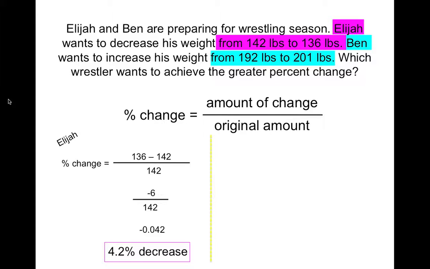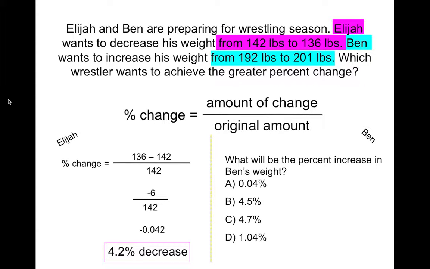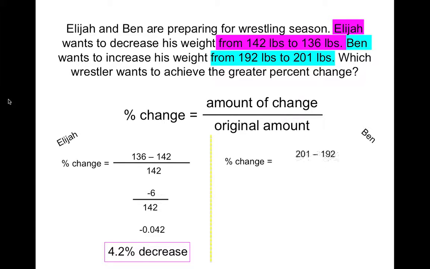Ben is starting at 192 and wants to get to 201. So please calculate the percent increase in Ben's weight. You should have calculated that Ben will change his weight 4.7%. And here's how, just in case. For percent change, we want to calculate the change by subtraction, divided by his starting weight. That difference is 9 pounds. 9 divided by 192 is 0.047, which translates to 4.7% for Ben.